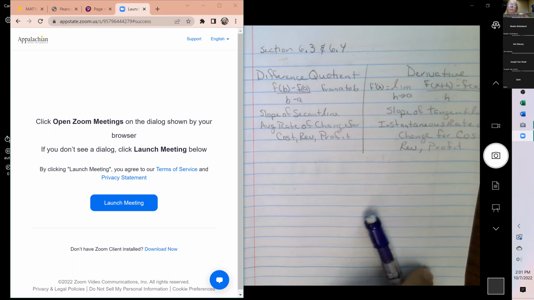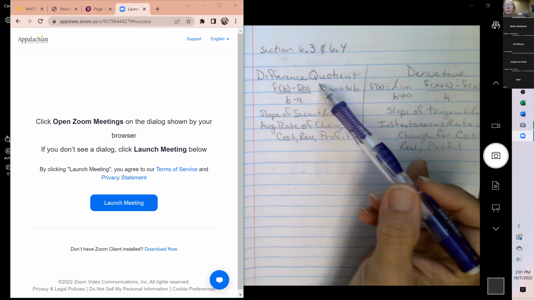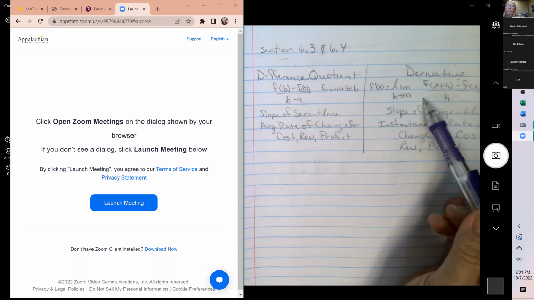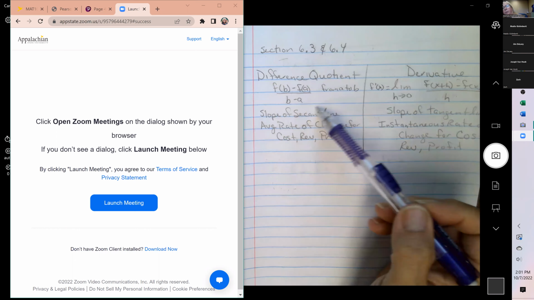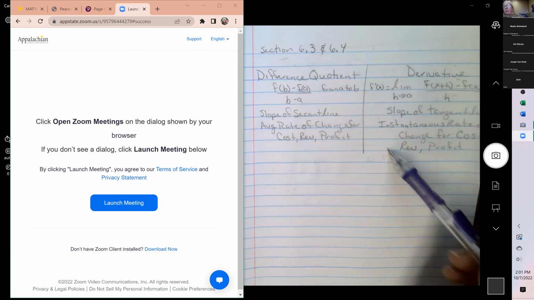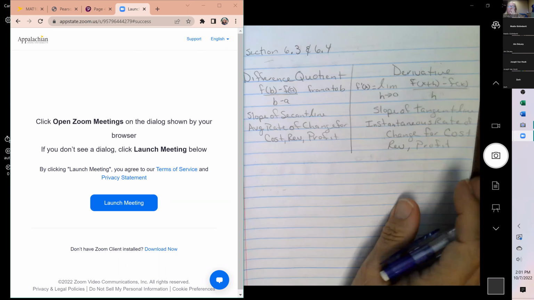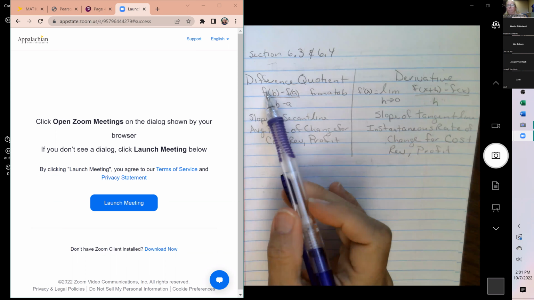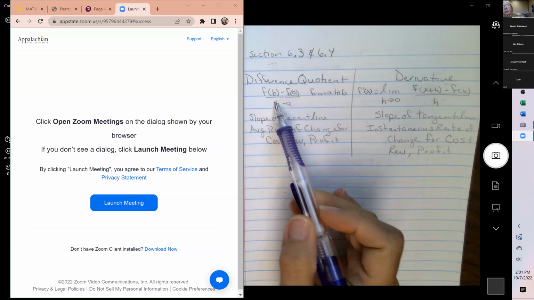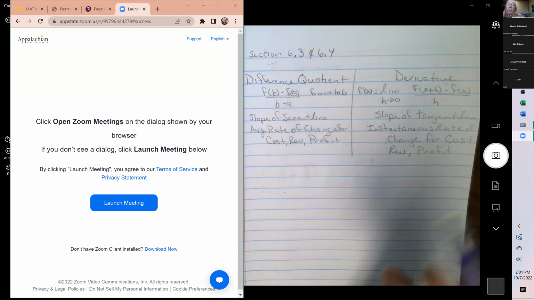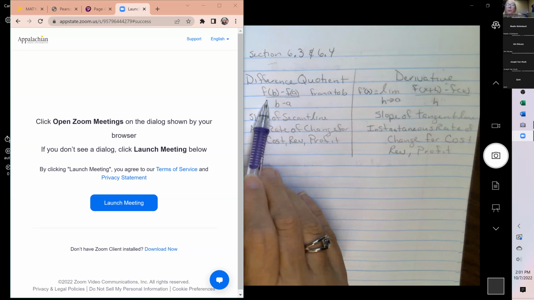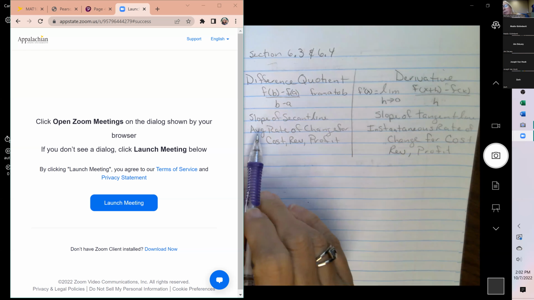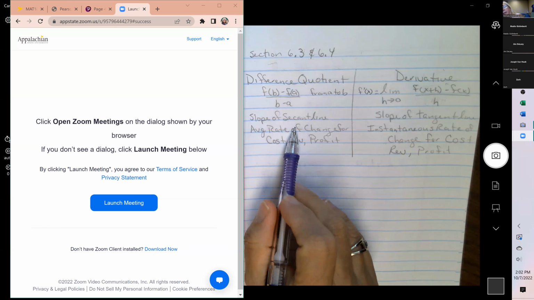Chapter 6.3 and 6.4. 6.3 tells you about these two functions and you use them. And then 6.4 just adds why you would use them. So I usually teach it together. So difference quotient, that's just your rate of change. It's your slope. You're going from one point to another point. It's also the slope of the secant line.